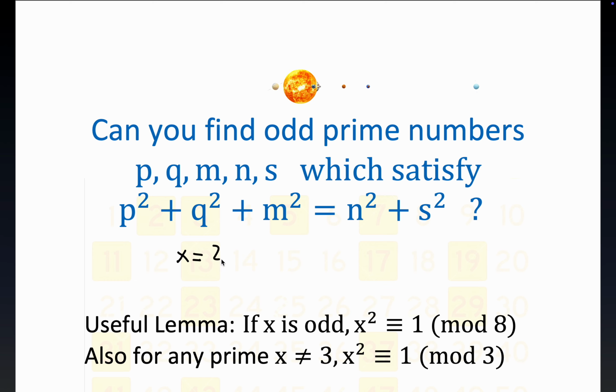Because we're claiming that if x is odd, x squared is congruent to 1 mod 8. This is very well known from any abstract algebra book or number theory book. But notice if we square x, we get 4k squared plus 4k plus 1.